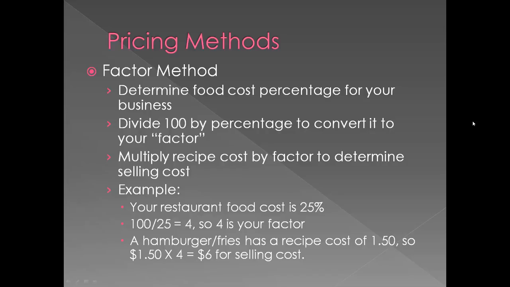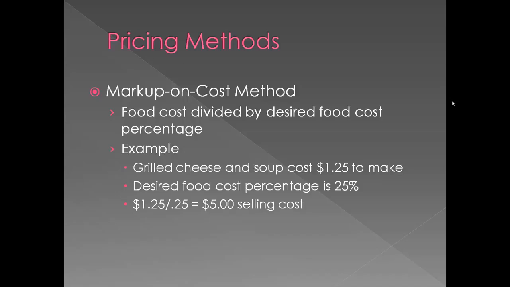So let's look at this example. Your restaurant food cost goal is 25%. That was step one. Step two, divide 100 by the percentage. So 100 divided by 25 is 4. So 4 is your factor. Say the hamburger and fries has a recipe cost of $1.50. So you can make a hamburger and fries for $1.50. That is your food cost. So your selling cost is $1.50 times 4, which is your factor, and you are going to sell that hamburger for $6. So that's one method restaurants can use to price their items.